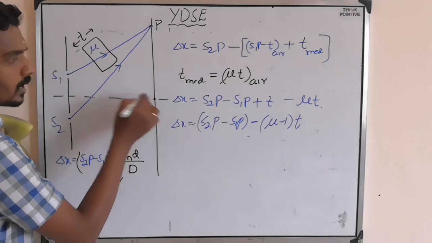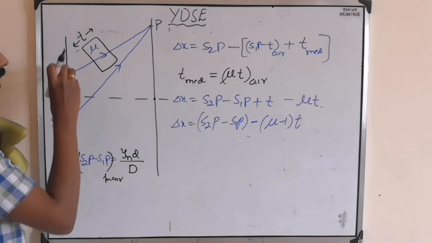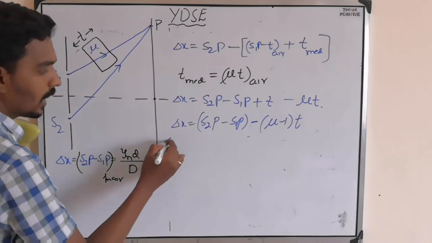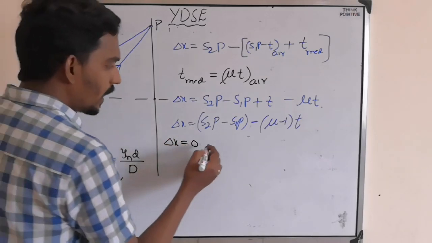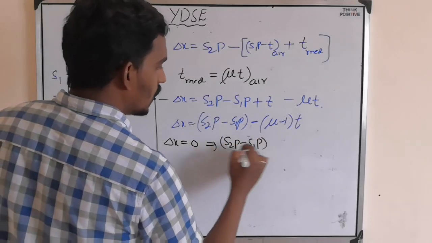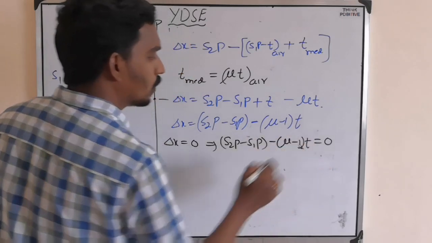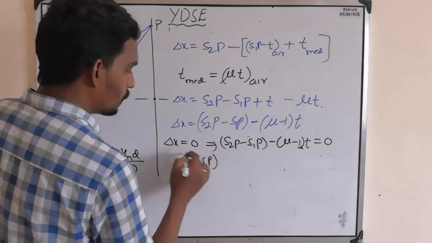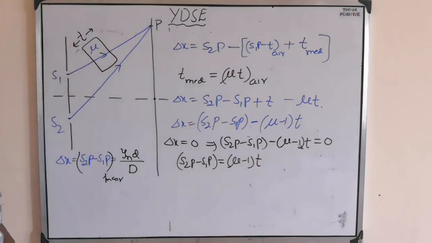Now here, if you consider the central position, when you introduce a glass slab in one of the paths, at the center delta x should become what? 0. So when delta x is 0, S2P minus S1P minus (mu minus 1) into t should be 0. So S2P minus S1P equals (mu minus 1) into t.